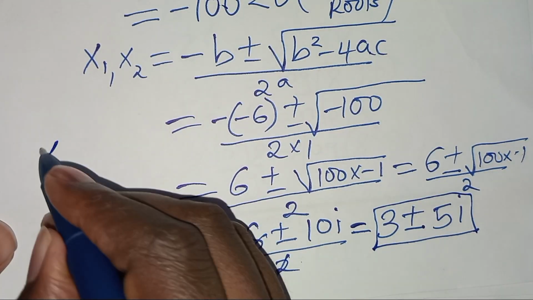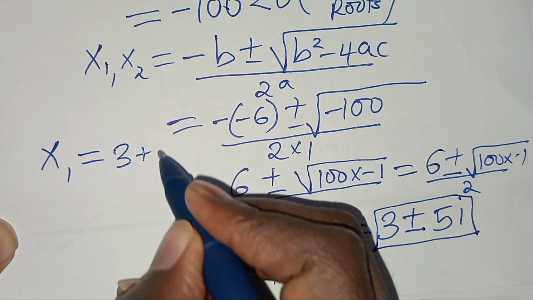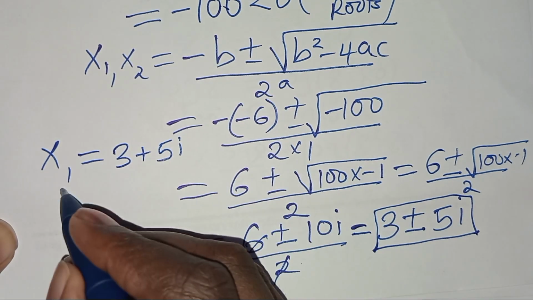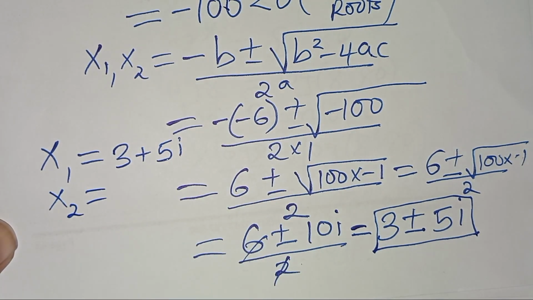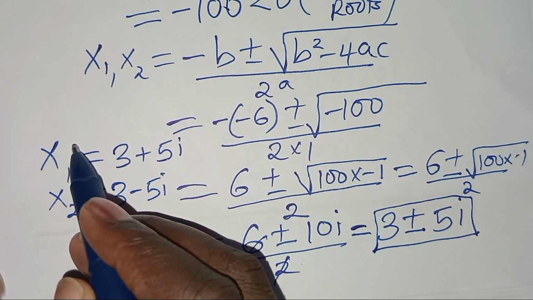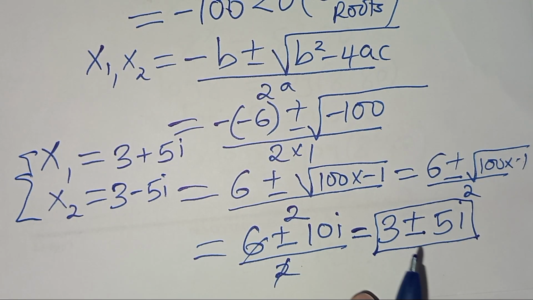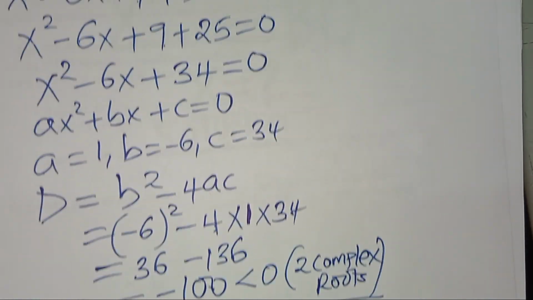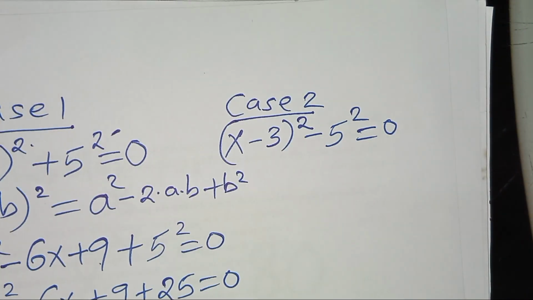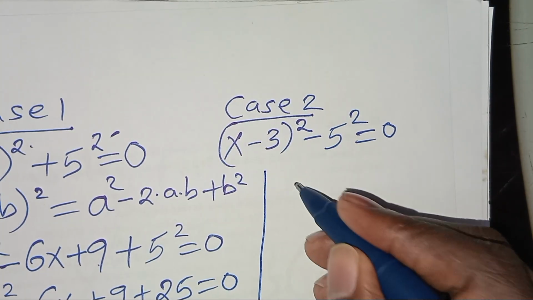That is x1. x1 is equal to 3 plus 5i. And x2 is equal to 3 subtract 5i. So these are the first two solutions for case 1. So let's proceed to case 2.